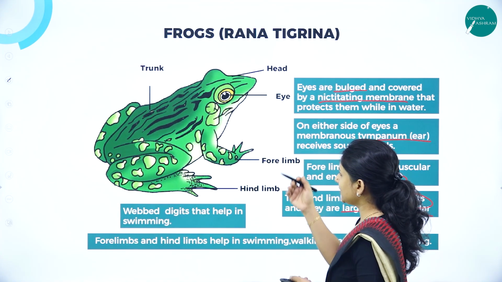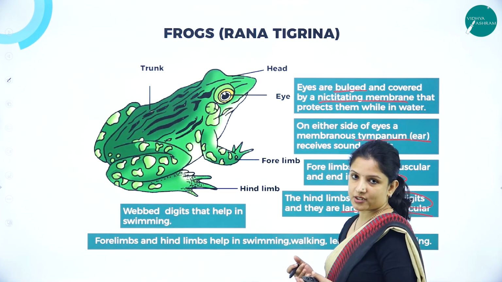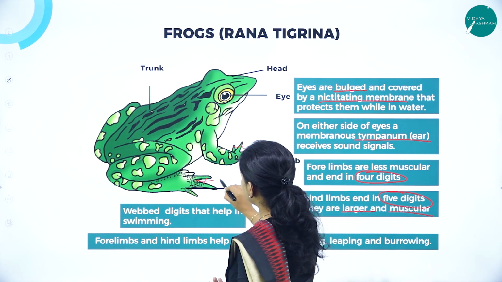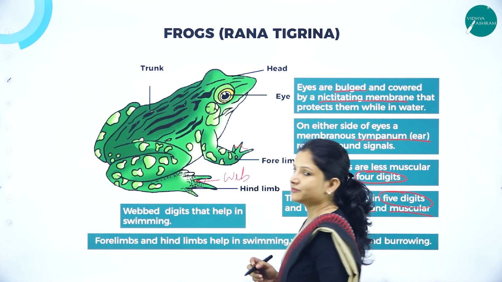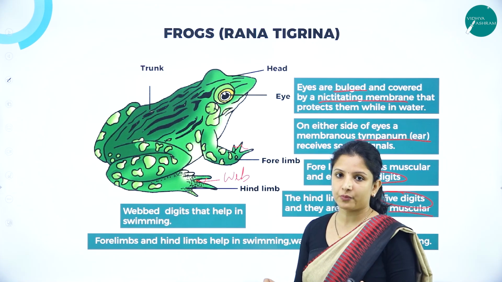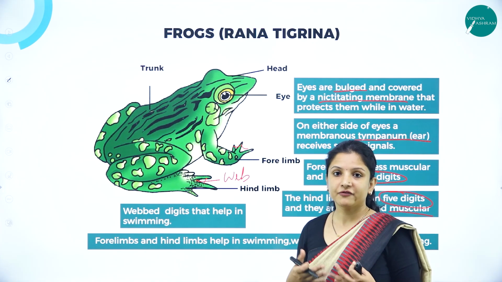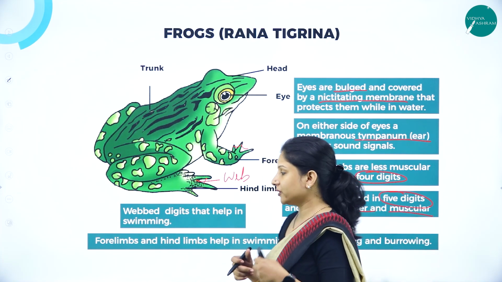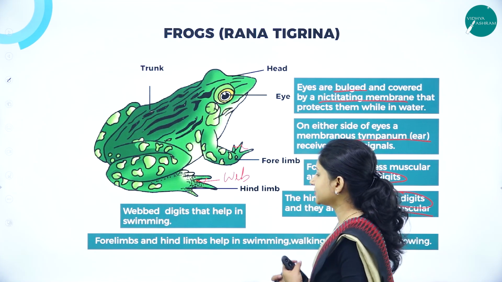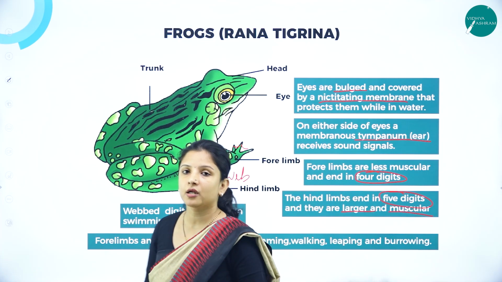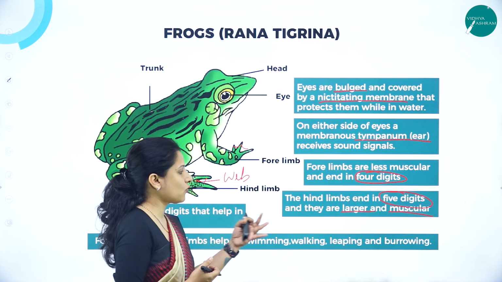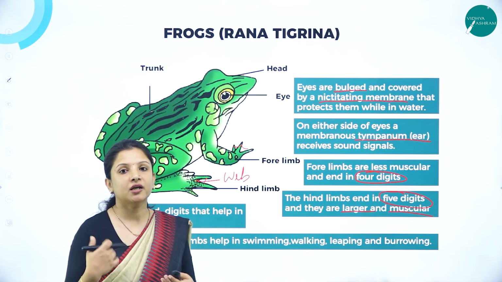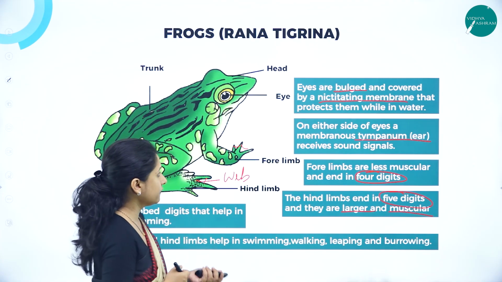And also when we see the foot of the frog, they have webbed digits, that is, in between the digits they have webs like this. So you can see the web here. These webs actually help the frog to swim properly in water, like how the ducks have webbed feet, right? Similarly, frogs have webbed limbs, which helps it to swim properly in water. And the forelimbs and hind limbs, as I told you, help in swimming, walking, especially the hind limbs, they help in swimming, walking, leaping, burrowing, etc. That is why the hind limbs are larger and muscular and stronger when compared to the forelimbs.